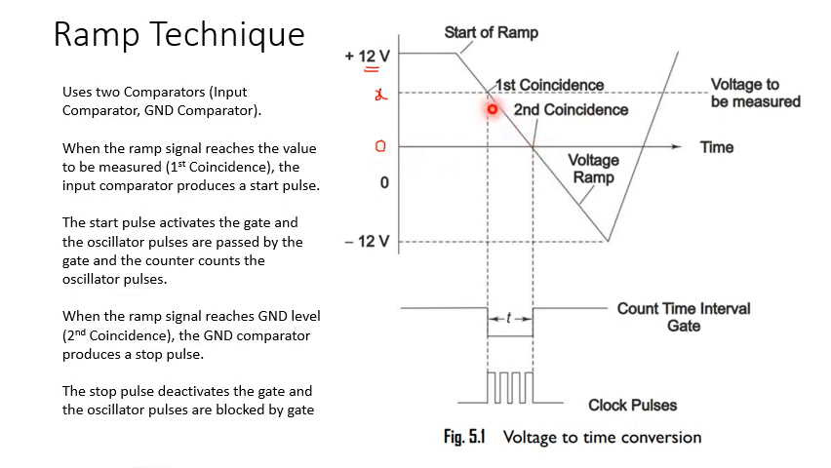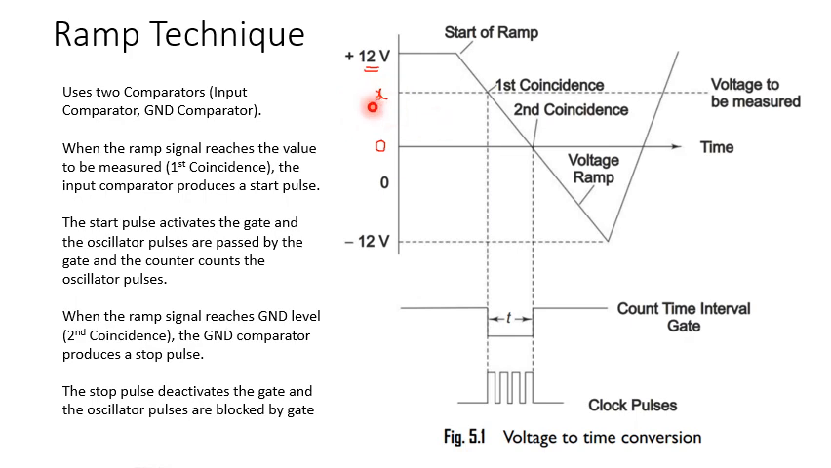Now what we are going to do is measure the time between first coincidence and second coincidence, using an oscillator and a counter. As you can see here, downside, I am going to count pulses from an oscillator, and that is going to give me some time. And this time that I measure between the first coincidence and the second coincidence is proportional to the value of X.